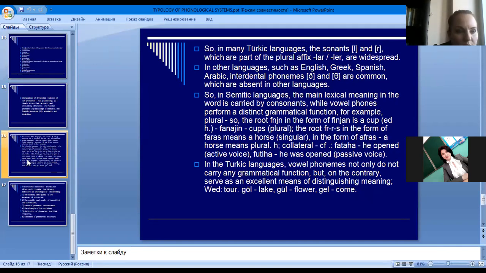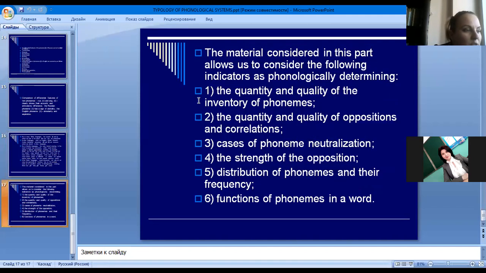So the material considered allows us to formulate the following indicators as phonologically determining. The first, the quantity and quality of the inventory of phonemes. The second, the quantity and quality of oppositions and correlations. The third, the case of phoneme neutralization. The fourth, the strength of the opposition. The fifth, distribution of phonemes and their frequency. And the sixth, functions of a phoneme in the word.